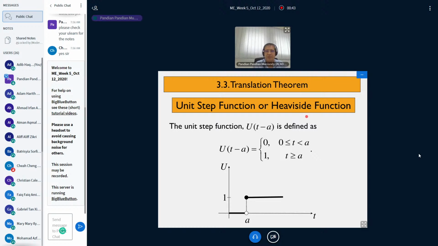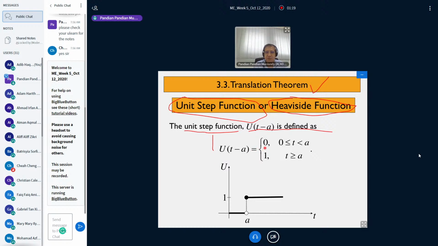The first translation theorem we already did, so you have to check slide 1 to slide 12. Now the unit step function, or we call it the Heaviside function. Heaviside is the name of the person. It is defined in this form. So this is the unit step function, u(t minus a), defined like this. This is the definition. We have to take note here. You see this capital U stands for unit step function.